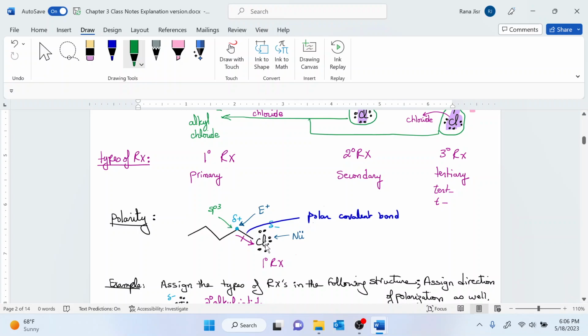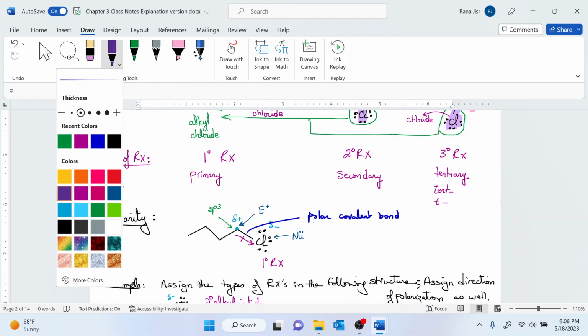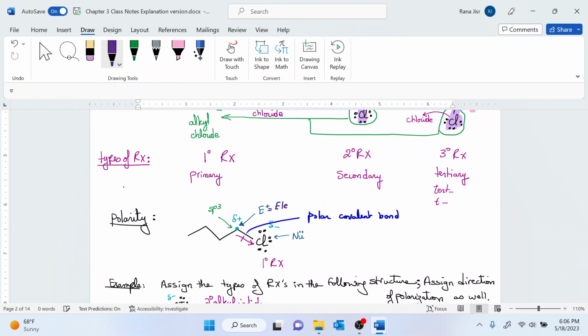When you have a motion of electrons, you're going to generate a dipole. A dipole is basically the movement of electrons that shows which site in the molecule becomes electron rich and which site becomes electron poor. So in this case, this carbon is going to lose its electrons to the chlorine, so it's going to be electron poor. This electron poor site, we're going to represent as E plus. Another name for it is the electrophile. So E plus stands for electrophile.